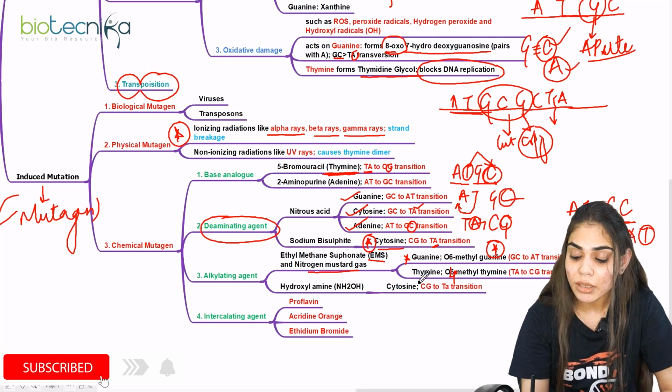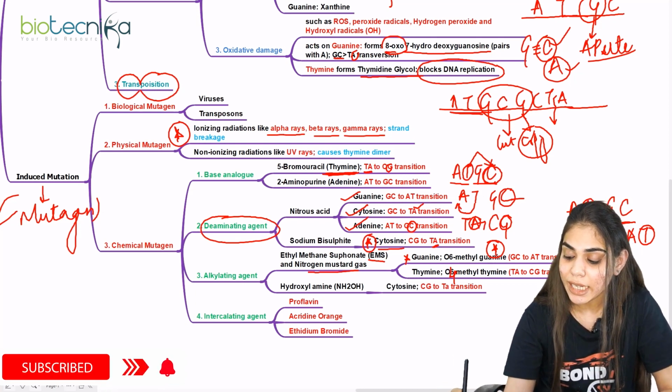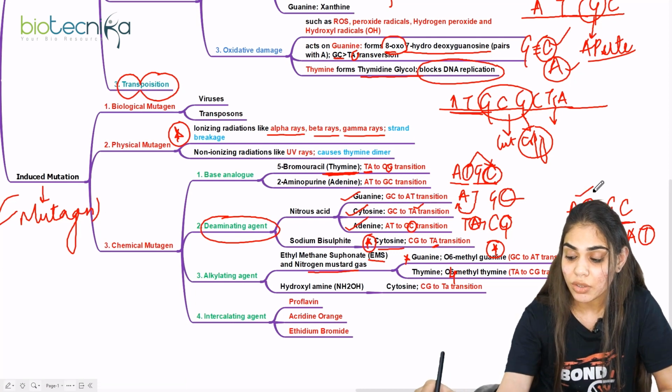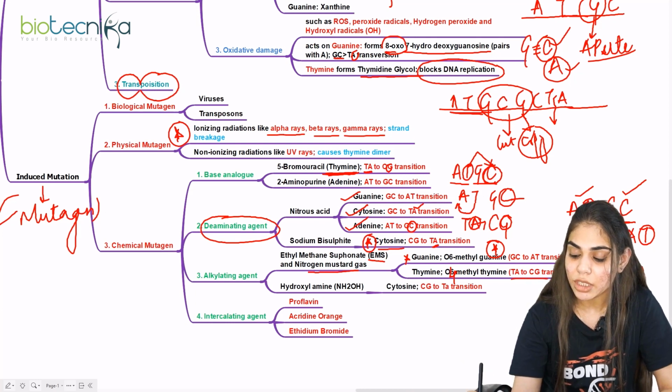What about thymine? So thymine, you have to again reverse this order. That will be TA, and again you have reversed this order, so you have to reverse this order as well. TA to CG transition. So here you can see TA to CG transition.